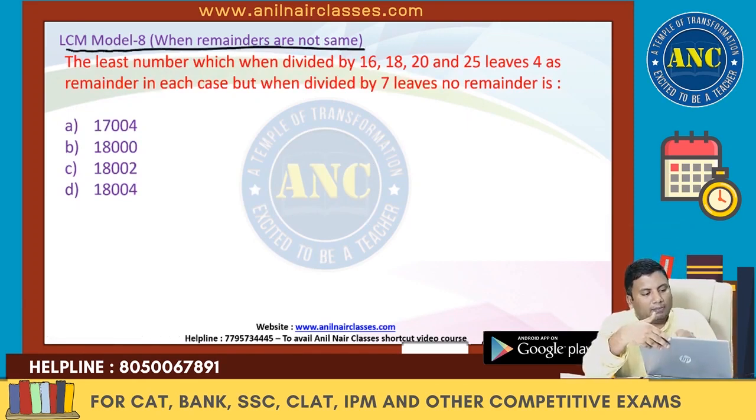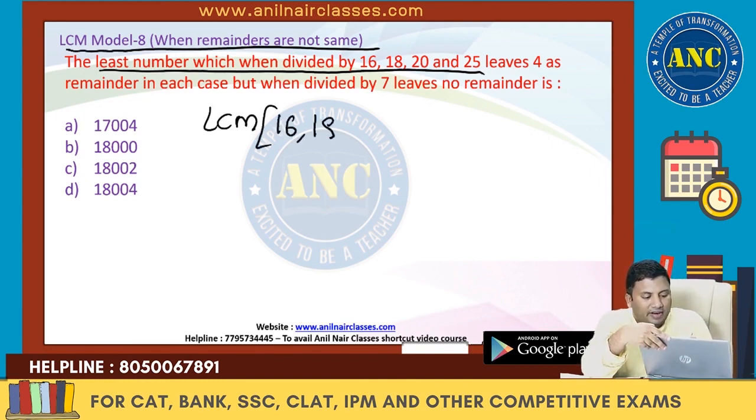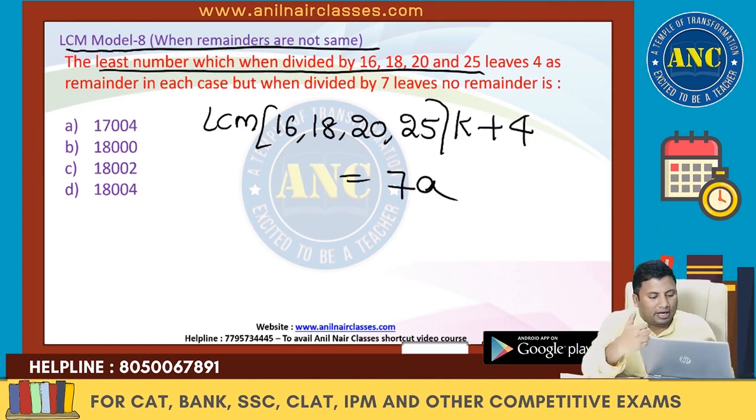The least number which when divided by 16, 18, 20, 25 gives a remainder 4 in all the cases, but when divided by 7 gives no remainder. Now Balashiva, you will understand and appreciate why method 2 is an effective method.